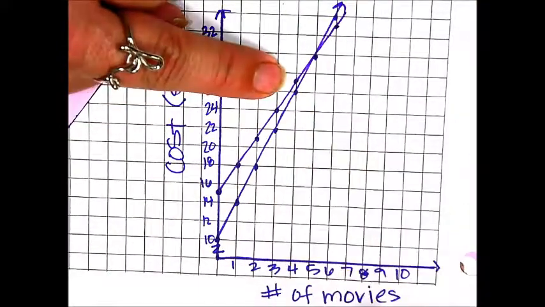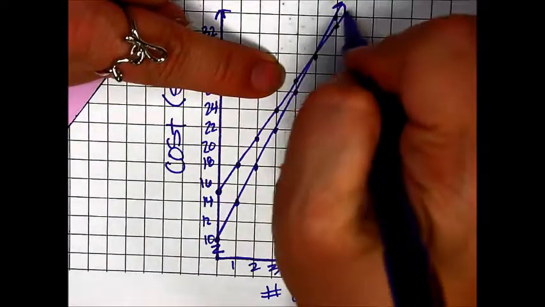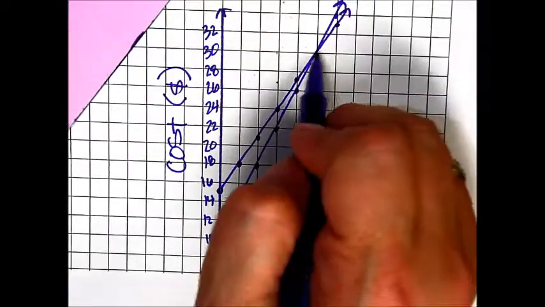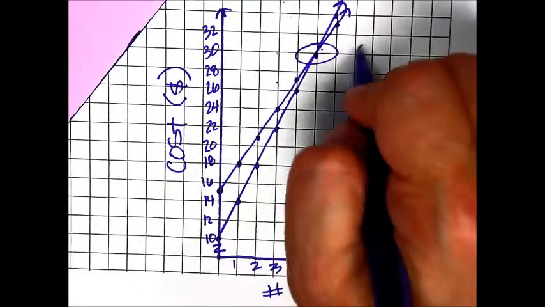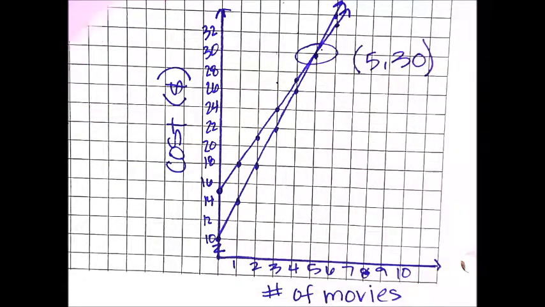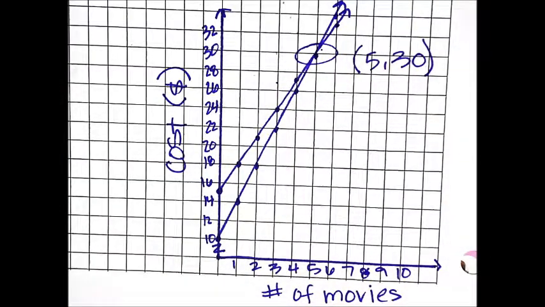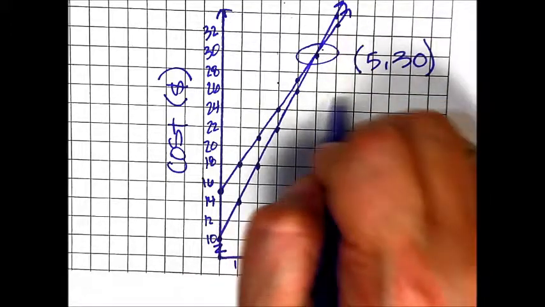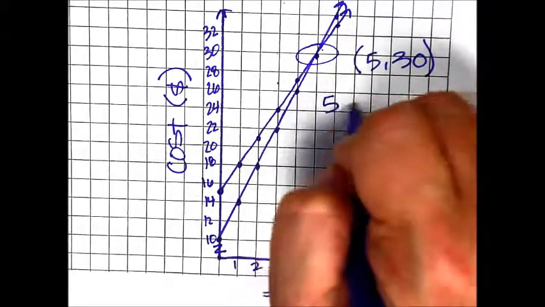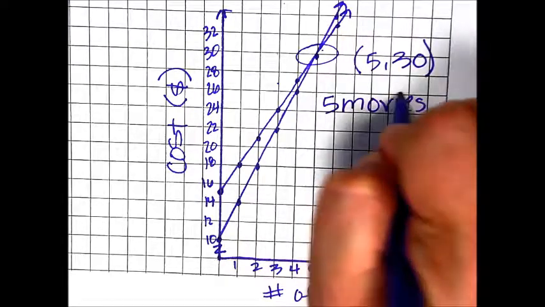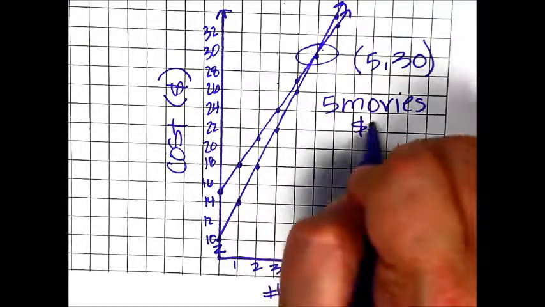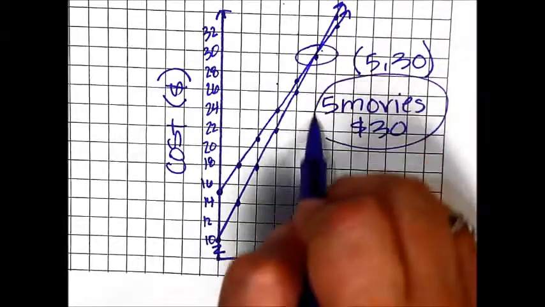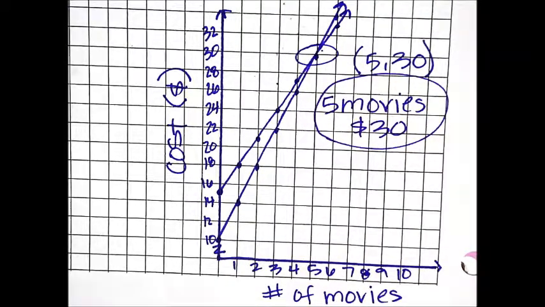And this one's a good example of making sure that we have neat lines, because they come very close to crossing here, but they don't quite. So the point of intersection is (5, 30). The story problem asked us, however, for how many movie rentals will the cost be the same, and what's the cost? So the ordered pair (5, 30) means 5 movies, and the cost is $30. So make sure that you label your answers for your homework as well.